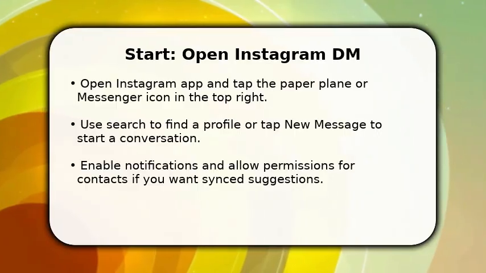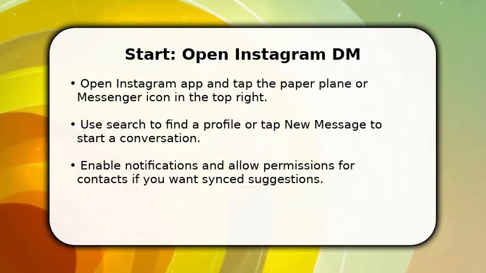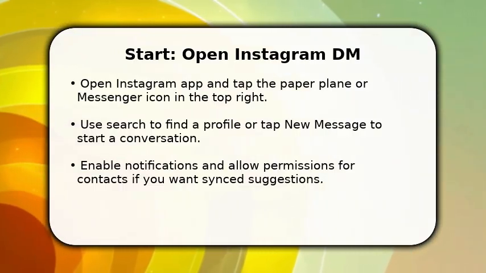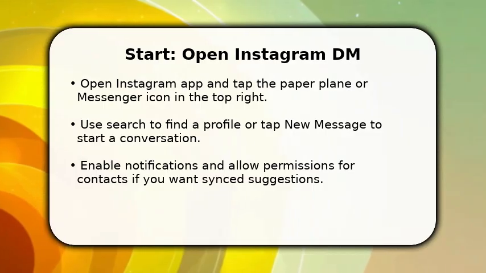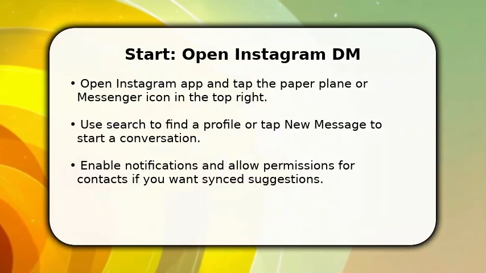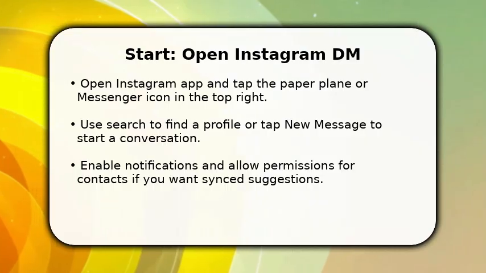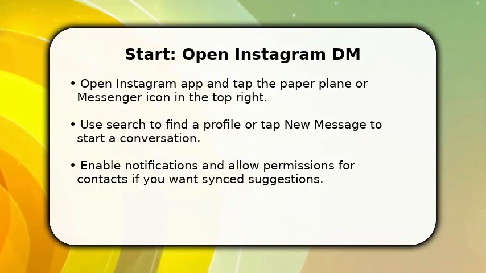You're starting right now. Open Instagram and tap the DM icon in the top right corner. If you already know who to message, tap New Message and type their name, otherwise use search to find them. Once found, tap their profile, then message.